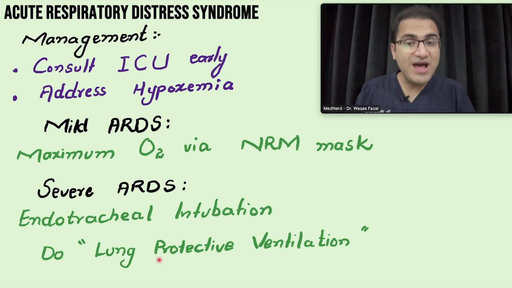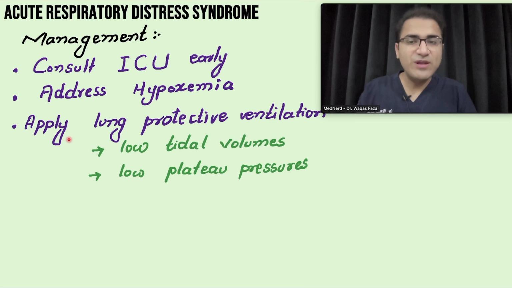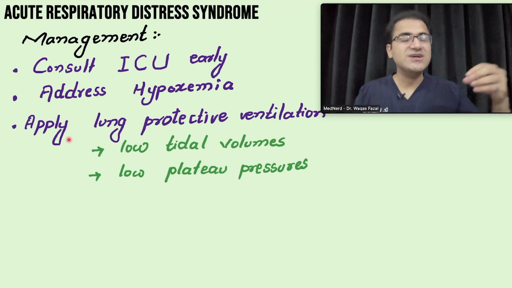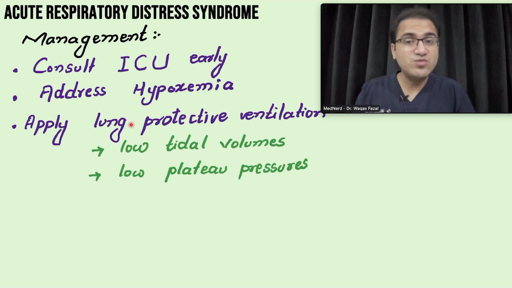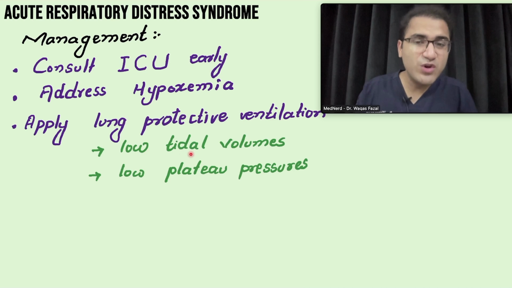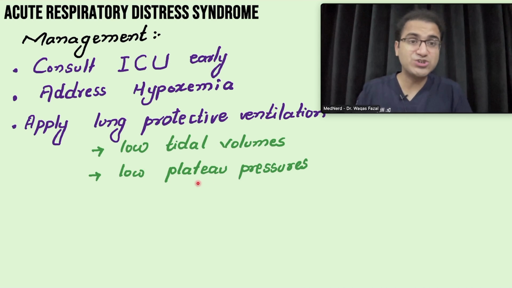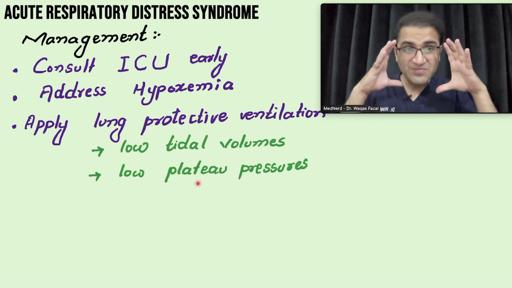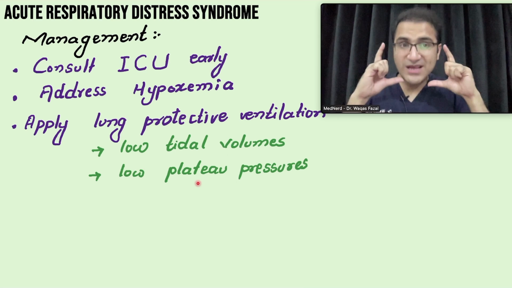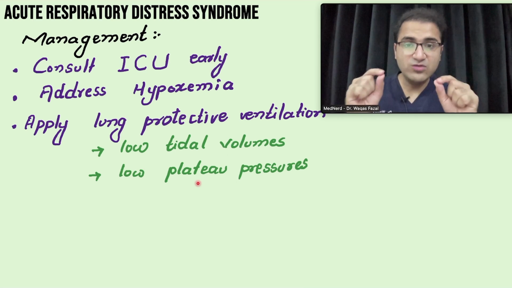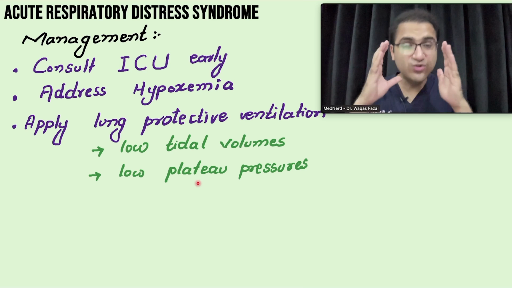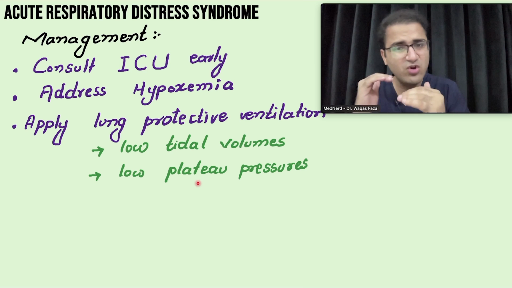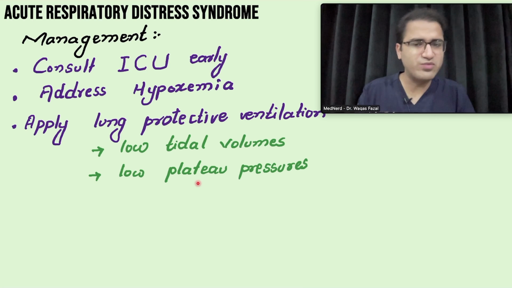And then you apply lung protective ventilation through the ventilator. What is lung protective ventilation? Now we are going to discuss that. When a patient has been connected to the ventilator, in patients with ARDS, you do lung protective ventilation, where you give low tidal volumes and low plateau pressures to prevent barotrauma, because their lungs are inflamed and they cannot bear the volumes, they cannot bear high pressure. So you keep them on low tidal volumes and low plateau pressures.